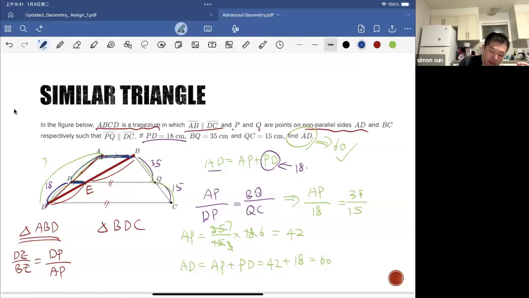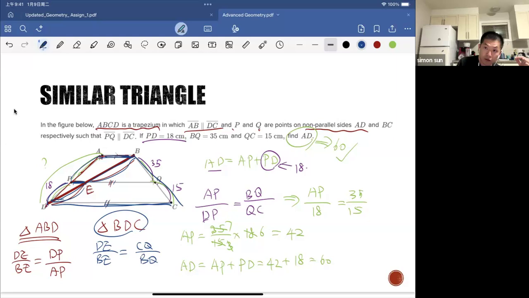Now if you take a look at BDC here, the right triangle, you still have a line parallel to the bottom. So the other two sides will still be divided into the same ratios, right? We have DE over BE is also equal to CQ over BQ. Now look at here. This is DE over BE. This is also DE over BE.